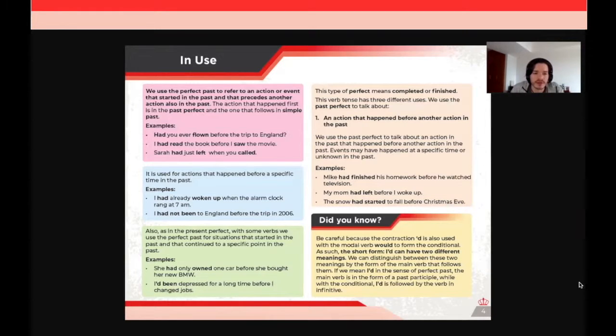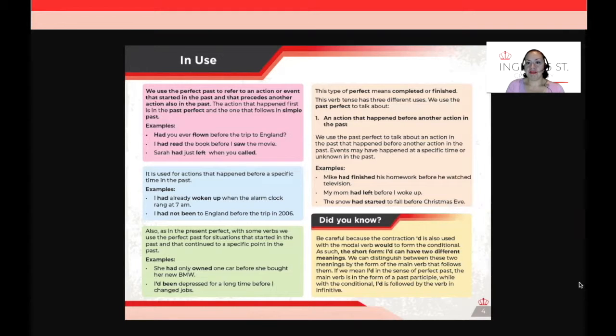Also, as in the present perfect with some verbs, we use the past perfect for situations that started in the past and that continued to a specific point in the past. Examples: She had only owned one car before she bought her new BMW. I had been depressed for a long time before I changed jobs. Okay, excellent.